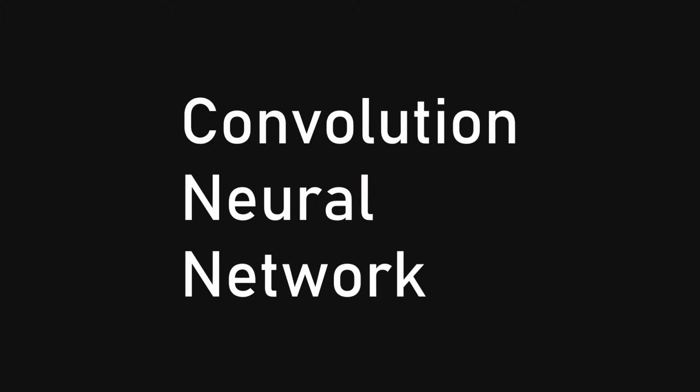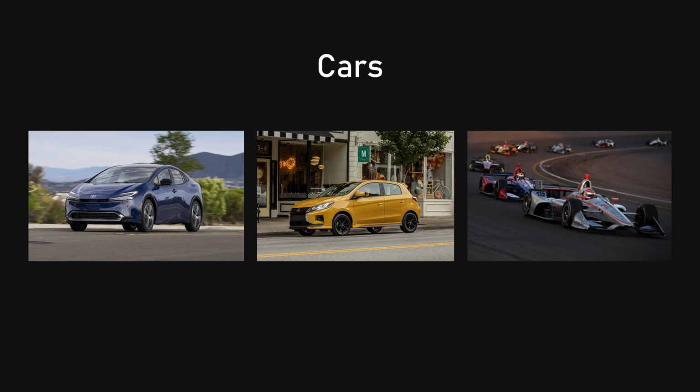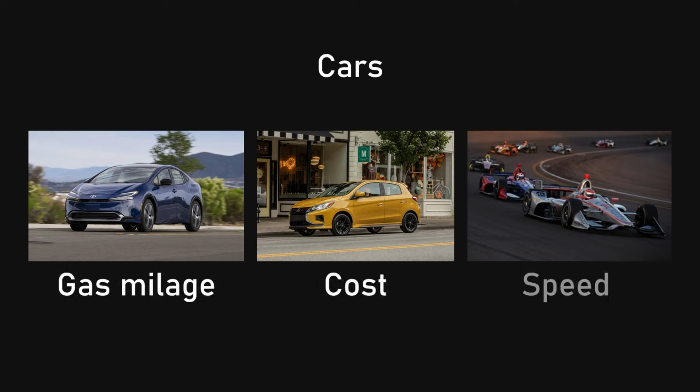Remember, a CNN is a convolution neural network, but there are many different CNNs. You can think of a CNN like the word car. There are many different cars that are good for different things. For example, gas mileage, cost, speed, etc. This same idea can be applied to CNNs. There are many different CNNs that are good for different things. But in this case, it's things like accuracy, speed, or size.